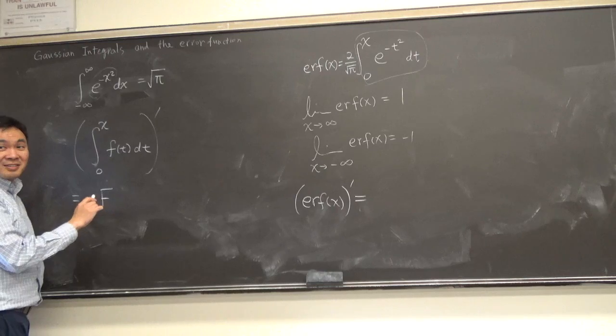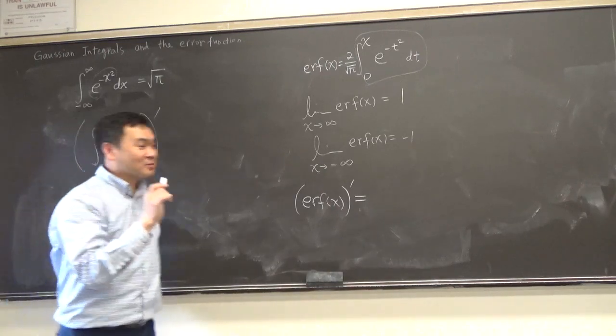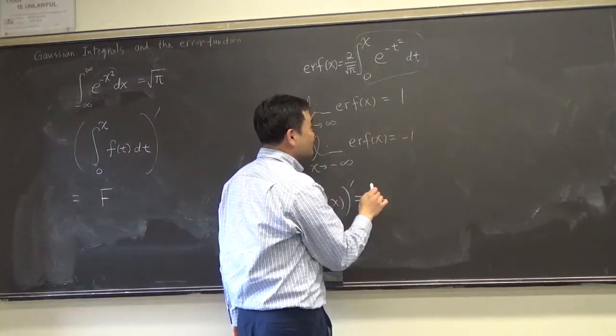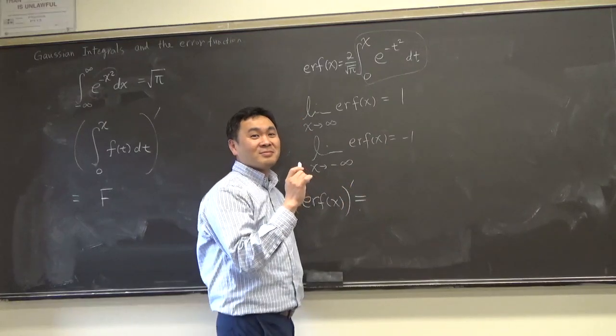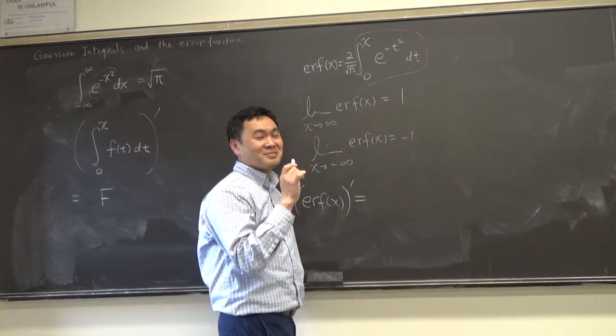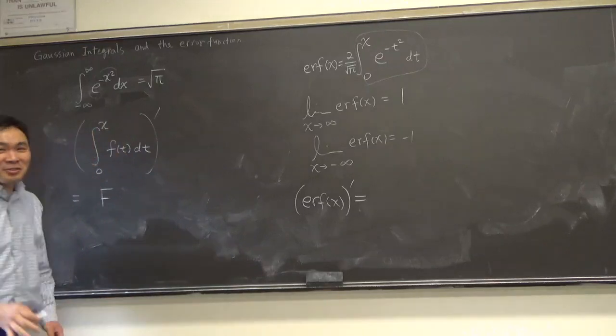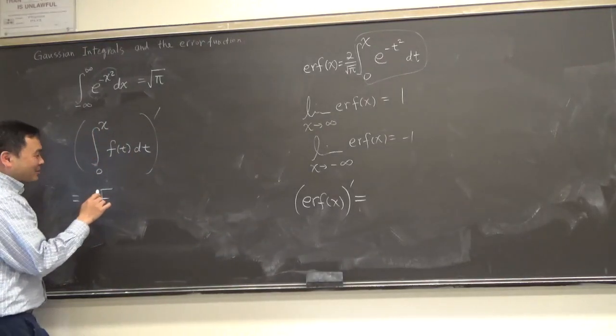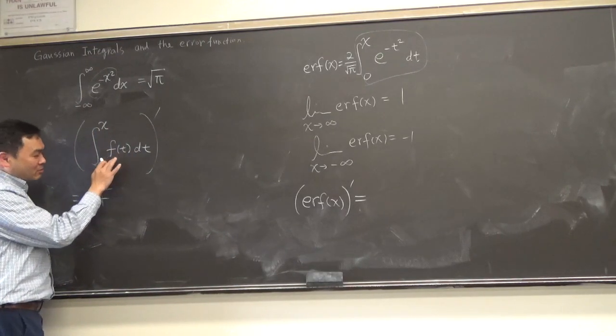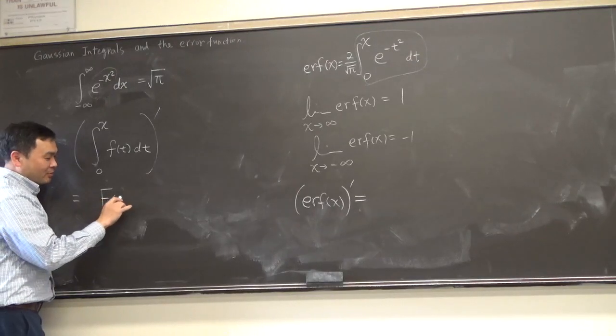Is it e to the negative x squared negative 1? No, negative. All right. I thought you were going to get it. No, we didn't.